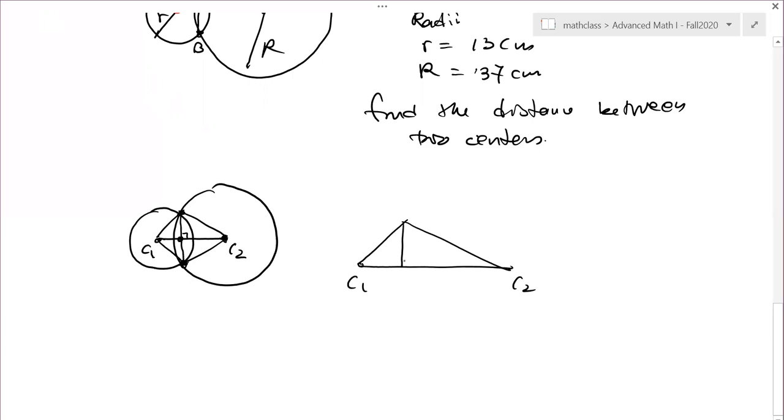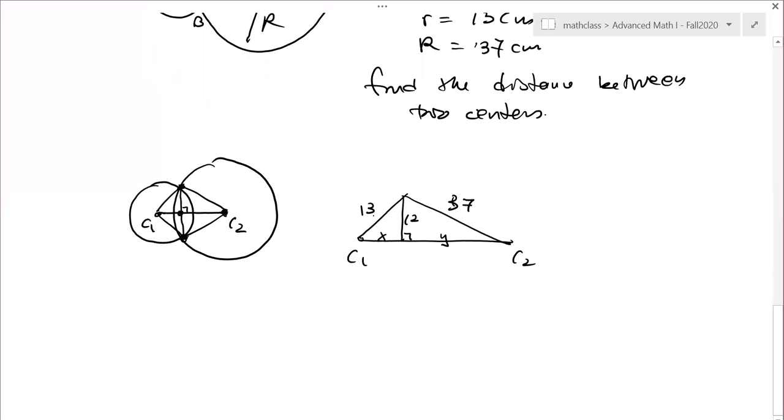I know the radius r, right? So 37. I know this is 13. This is the radius. I know this side is going to be 12. I think you can find this side and that side by the Pythagorean theorem once you draw all the lines. So x is going to be 13 squared minus 12 squared, which is going to be 5.